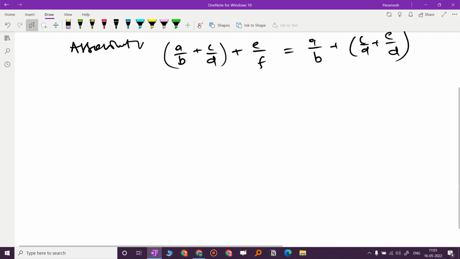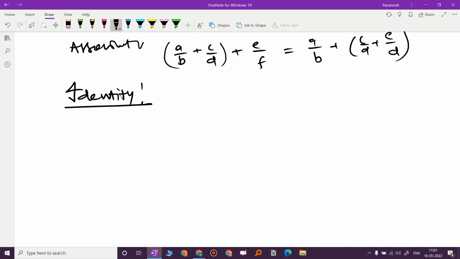Now we are discussing the fourth property, that is the identity property. What does identity mean? Suppose a by b is a rational number, and 0 is also a rational number. Their sum, a by b plus 0, otherwise 0 plus a by b, is equal to a by b only, itself only.